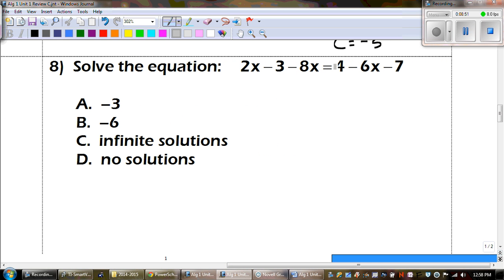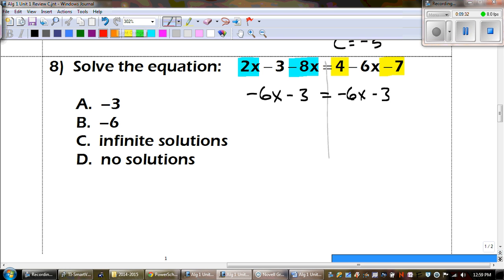All right, number 8. Number 8, we've got room to do it right here. So solve the equation. I don't see anything to distribute, so the next thing we need to check is if we can combine like terms. On the left side, I have 2x minus 8x, which gives us negative 6x minus 3. On the right side, we have the 4 and the negative 7, which we can combine. So I'm going to rewrite the negative 6x out first, and we have 4 minus 7, which is negative 3.